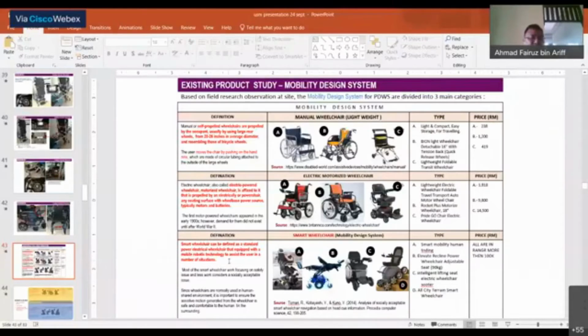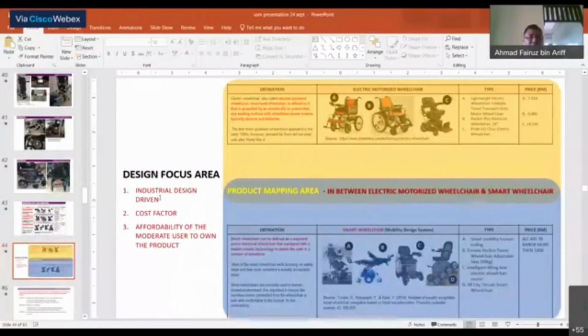As for our study, by doing the mapping, we are focusing between the electrical motorized wheelchair and the smart wheelchair. The design focus area should be industrial design driven, with reasonable cost factors, and affordable for the moderate user to own the product. So this is the area of product mapping.